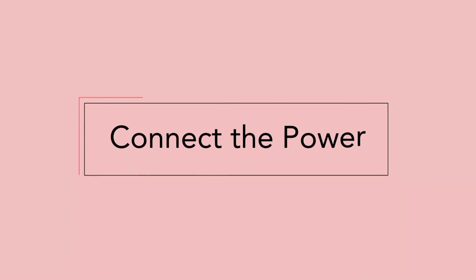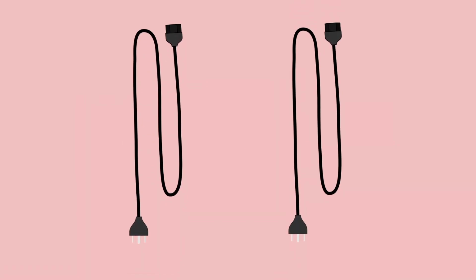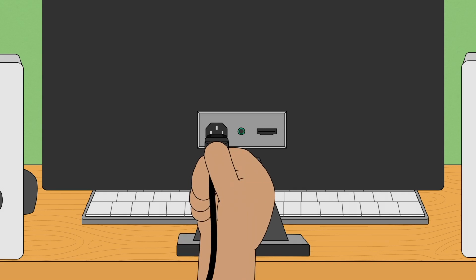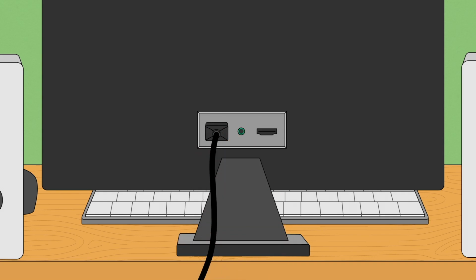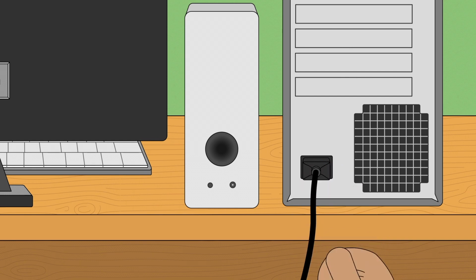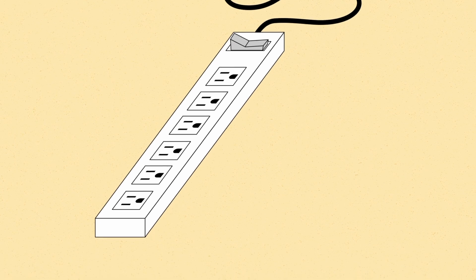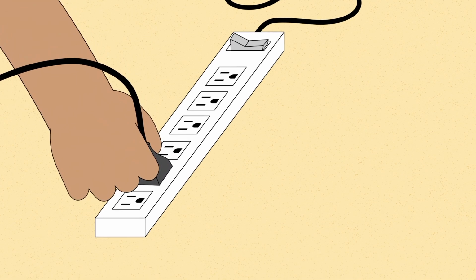Finally, it's time to connect the power supply cables and plug the computer in. You should have two cables. One goes with your monitor, and the other plugs into the back of your computer case. Now plug both cables into a power outlet.